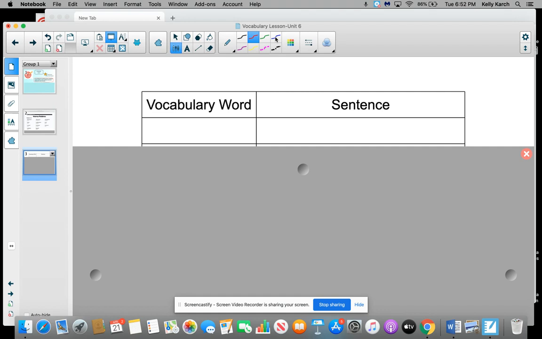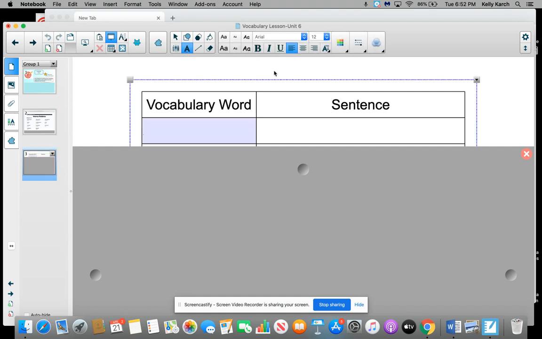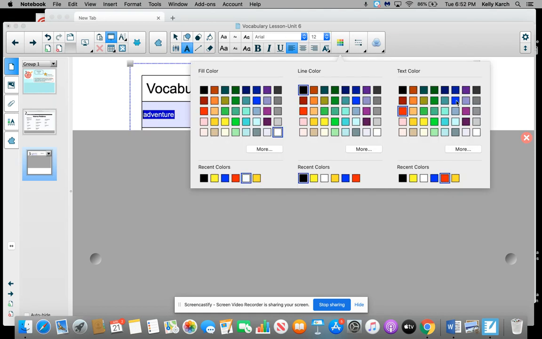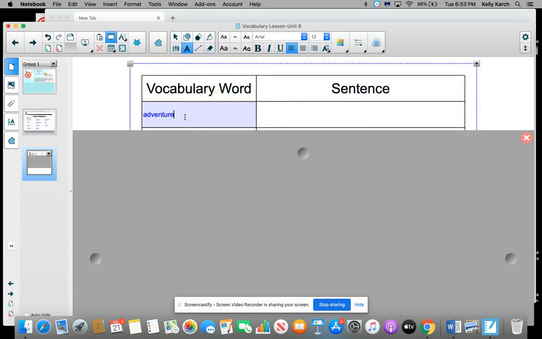So I'm going to first start with the English word adventure. And I'm going to change it to blue for English. And then I'll type the word in Spanish, aventura, and change it to red for Spanish.